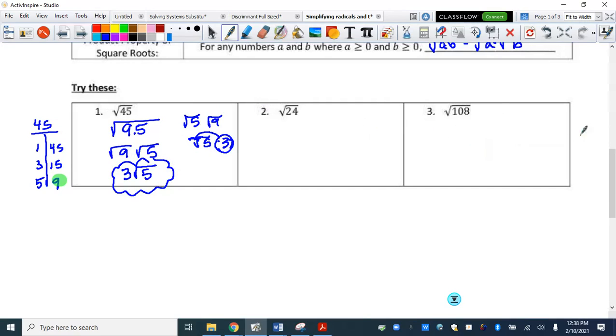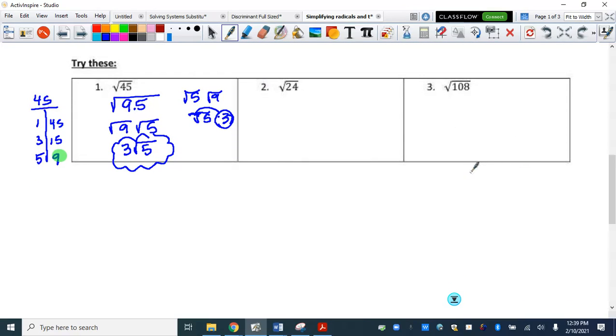This is the only right way to write this answer. For the square root of 108, let's factor it. This one you can try on your own. The answer is 2 radical 6.